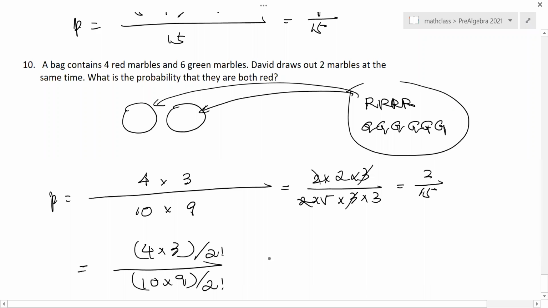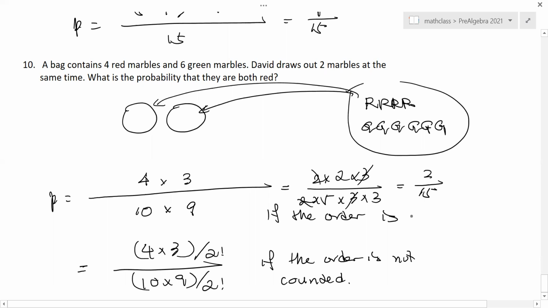In this case, if the order is not counted, the result will be the same. If the order is counted, red marble then green marble is different from green marble then red marble. But if you take 2 marbles out of the bag and put them in your hands, you don't see the order. It can be any order, but still the result should be the same.